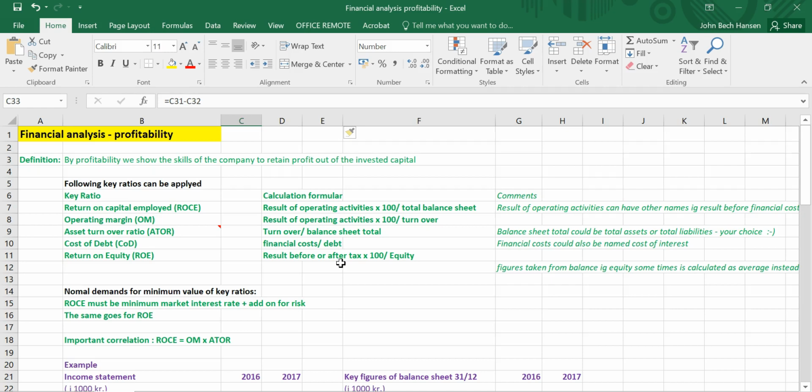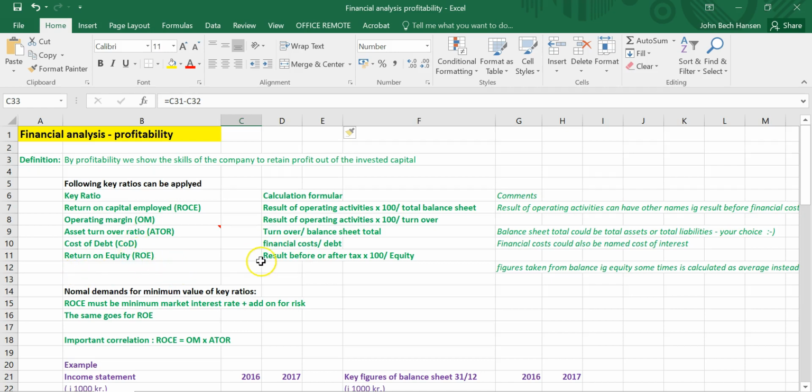In my point of view, result before tax will give a better consistency when you compare year after year the development in the equity, because tax can be a special calculation. So if you want to analyze the development, I would suggest you use result before tax, but it's up to you. So these are the key figures telling us how good this organization is at making profit compared to the resources and the activities in the company.